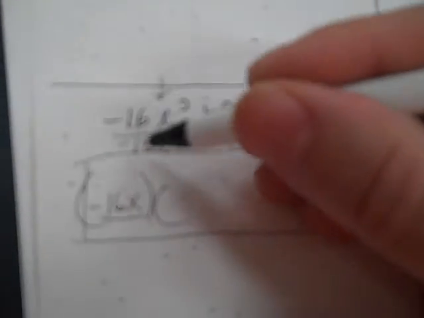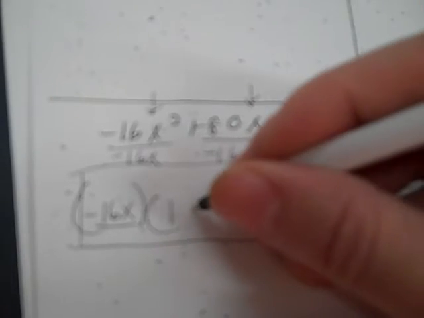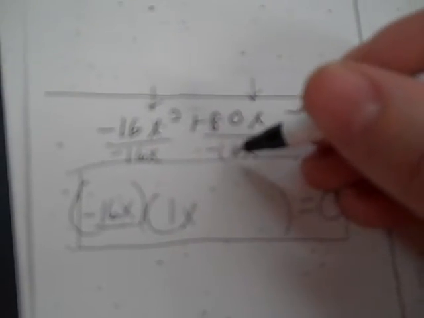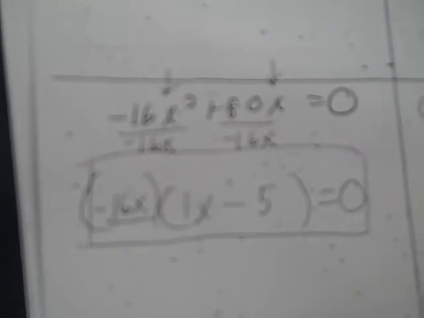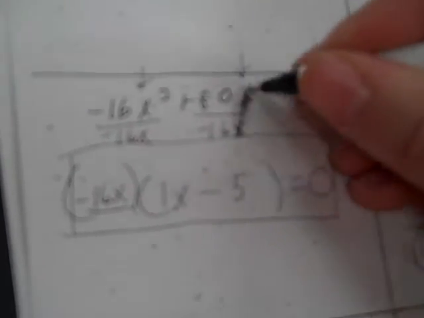So I divide by negative 16x. Negative 16 divided by negative 16 is 1. X squared divided by x is x. Positive 80 divided by negative 16 is negative 5. Now, if you get a negative when you divide that second one, you need to put minus 5. Then the x's can cancel. You need to get in that habit. So that's factor number 1, and that's factor number 2.